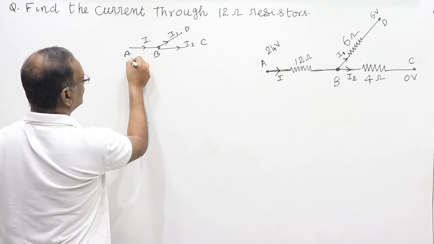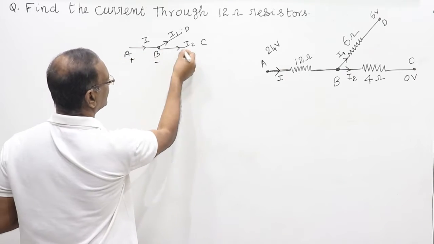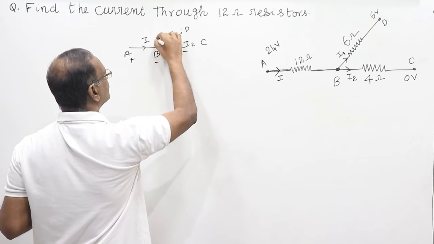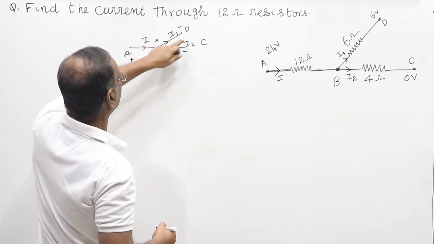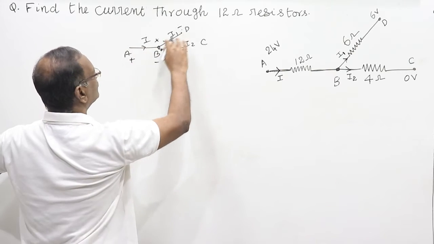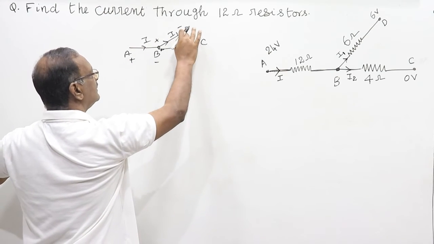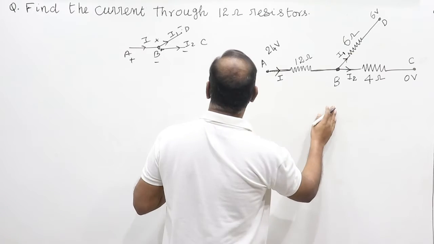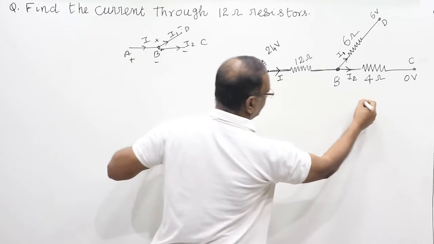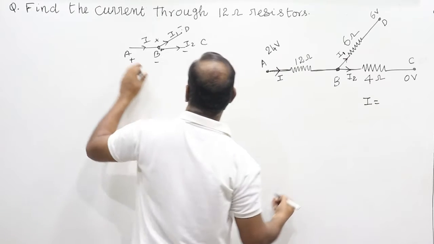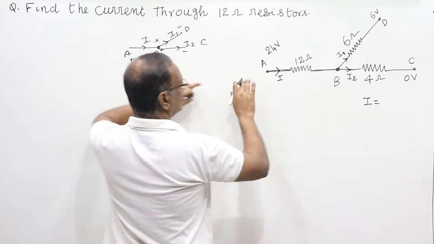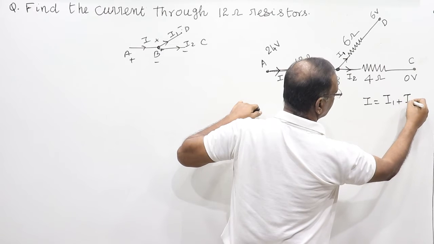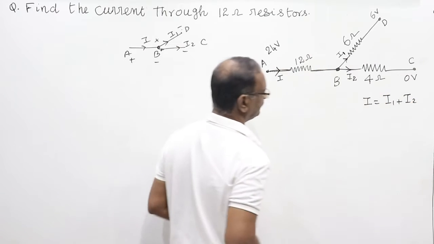It means this is at higher potential, this is at lower potential. Again current is flowing this way, this is higher potential. Current is flowing this way, so for this branch this will be a higher potential and this will be a lower potential. As it is, we can write I, because current I is entering the junction B. Current entering the junction B is equal to current leaving the junction. This is leaving, this is leaving.